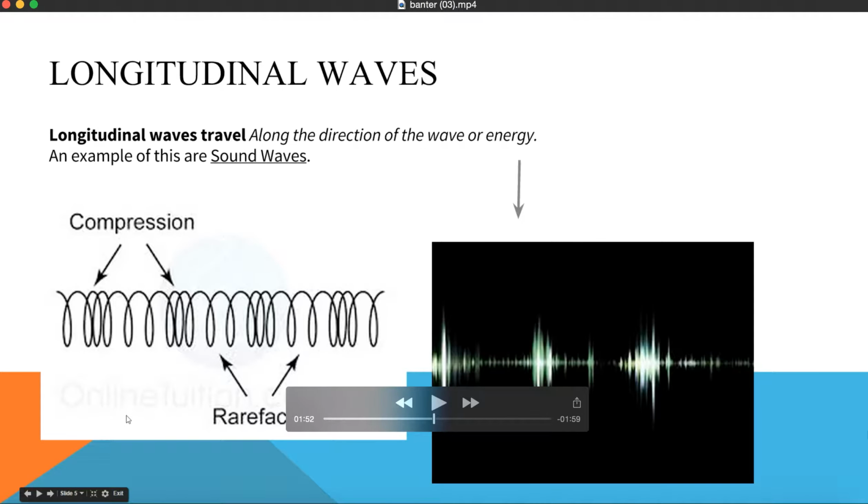And now we have longitudinal waves. Longitudinal waves travel along the direction of the wave or energy. An example of this are sound waves, as you can see here.